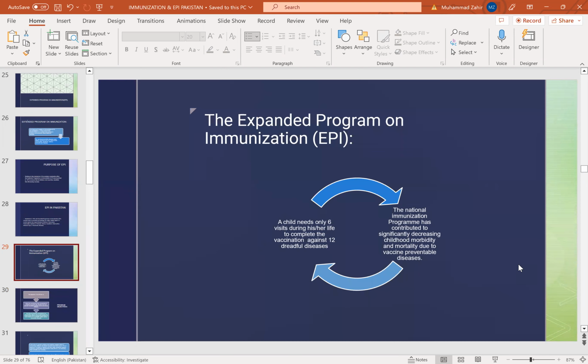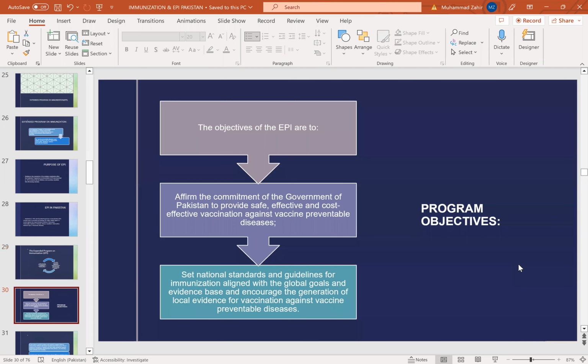The National Immunization Program has contributed to significantly decreasing childhood morbidity and mortality due to vaccine-preventable diseases. A child needs only 6 visits during his or her life to complete the vaccination against 12 dreadful diseases.